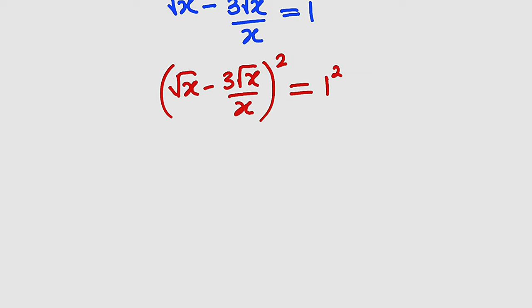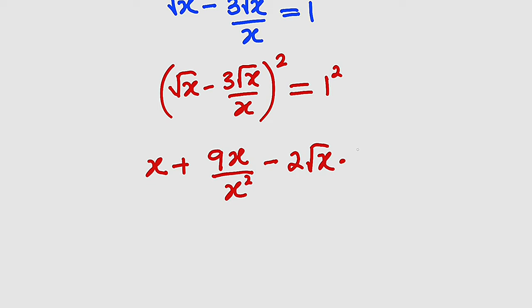To expand these binomial terms, we take the first term and square it, so we are left with only x. Plus, we do the same thing to the second term: 3 squared is 9, root x squared is x, divided by x squared, which is x squared. Then minus, because of this minus, 2 multiplied by first term multiplied by second term, and this is equal to 1 squared, which is 1.